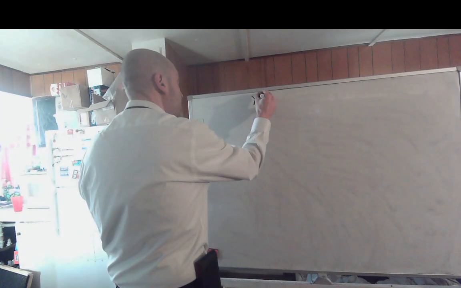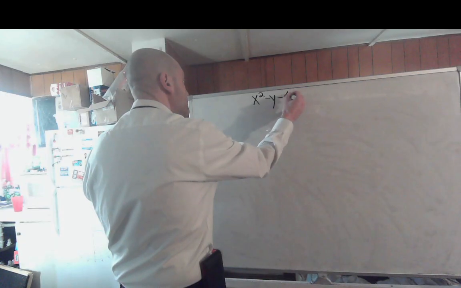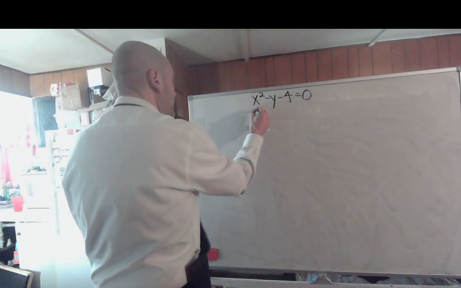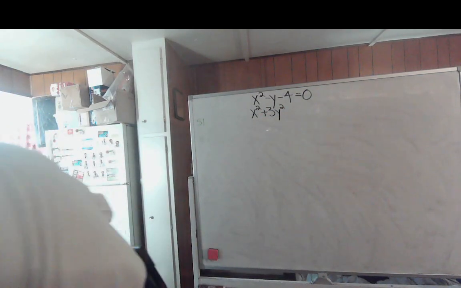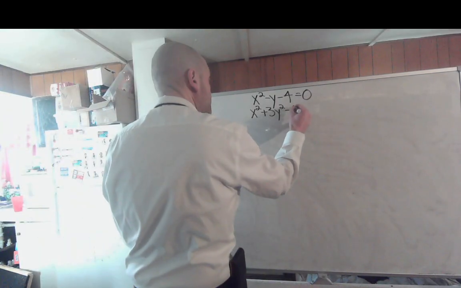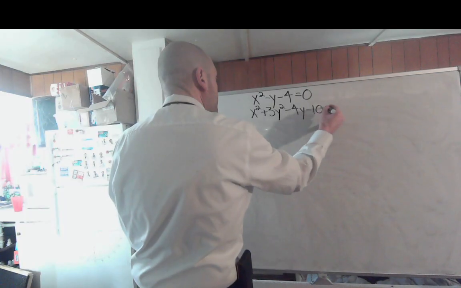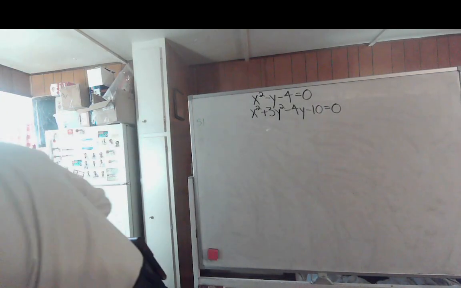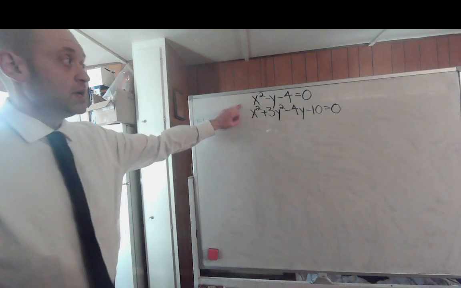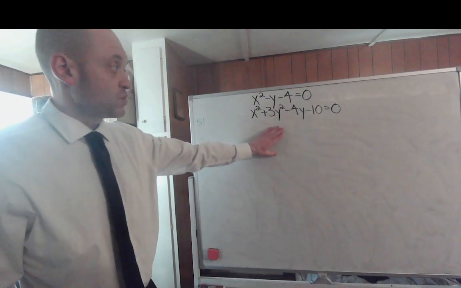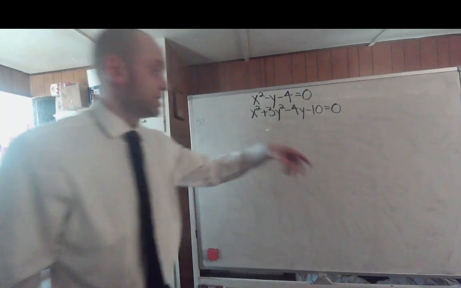Alright, so this one, x squared minus y minus 4 equals 0. Then x squared plus 3y squared minus 4y minus 10 equals 0. Alright, so we have x squared minus y minus 4 equals 0, and then x squared plus 3y squared minus 4y minus 10 equals 0.